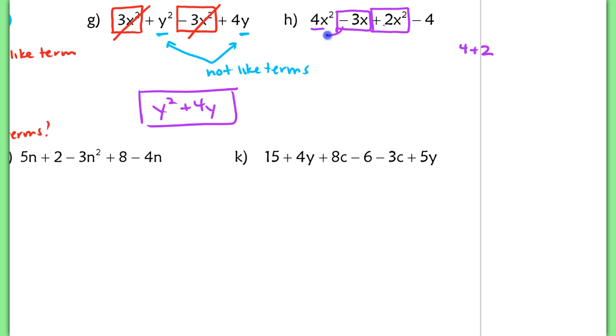So that negative sign has nothing to do with the 4x squared or the 2x squared. So you've got to be really careful that you're taking the sign directly in front of the number that you're looking at. So we have 4x squared plus 2x squared. That gives me 6x squared.